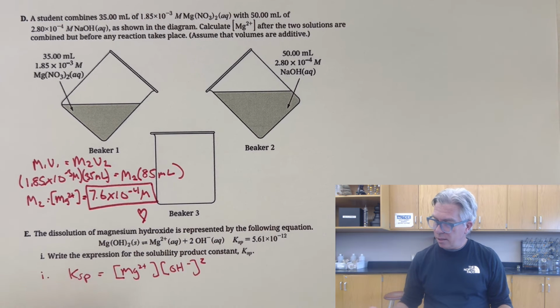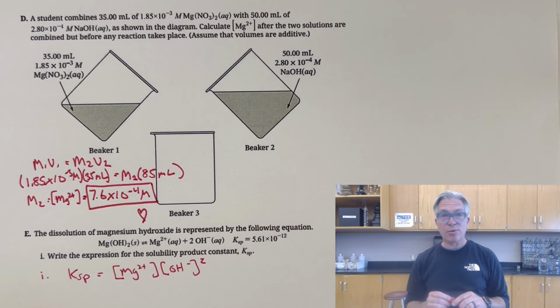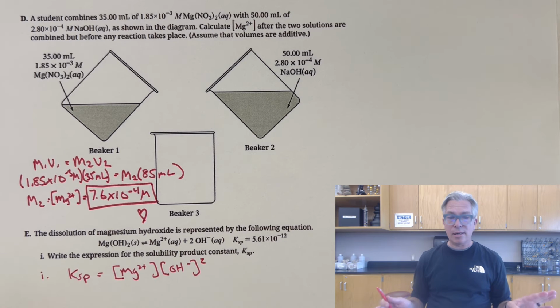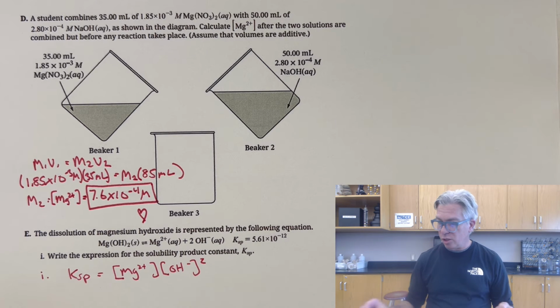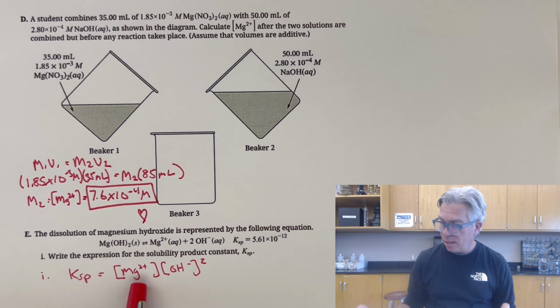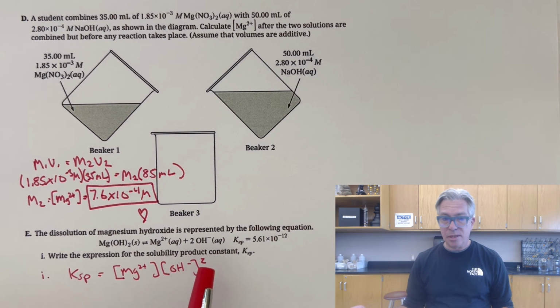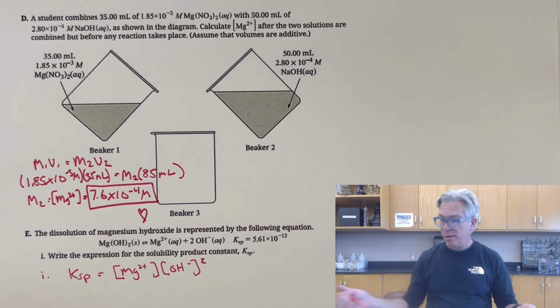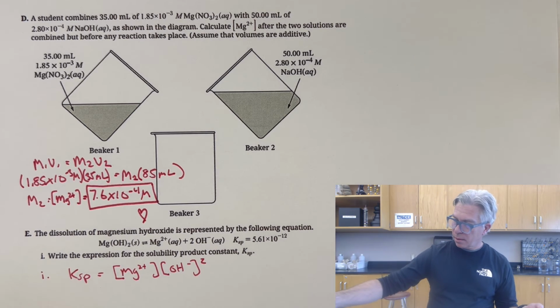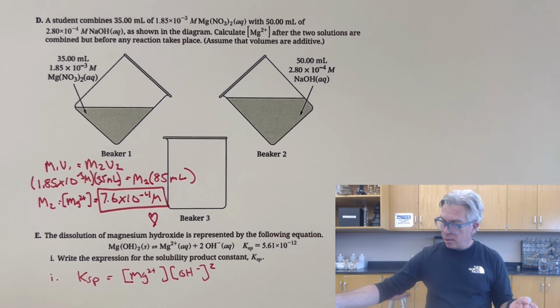And since I had room here, I said down here we're going to write the expression for the solubility product constant, Ksp. We're not calculating anything here. We're just writing the expression, which is Ksp equals magnesium 2 plus times the OH minus ion squared, because when it dissolves, there's going to be 2 OHs for every Mg. All right. And we're not going to put the solid on the bottom. The solid magnesium hydroxide is not going to be there because it's a solid.